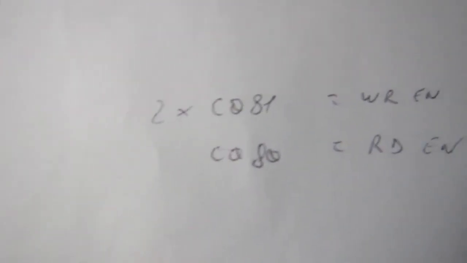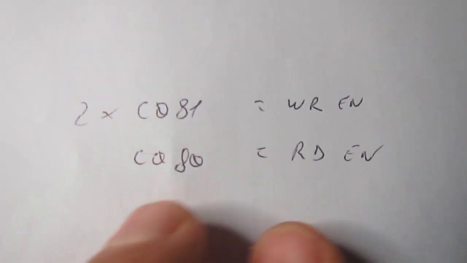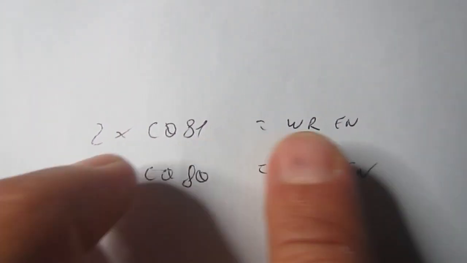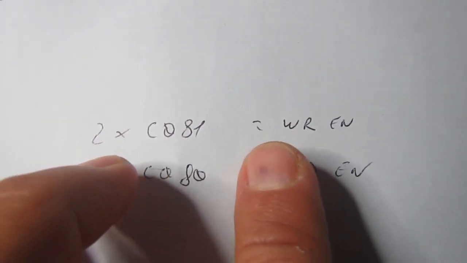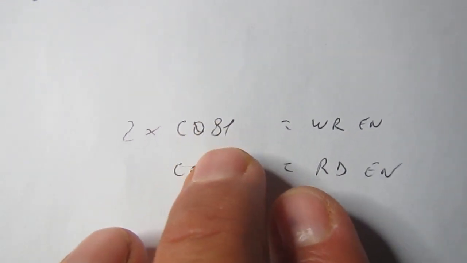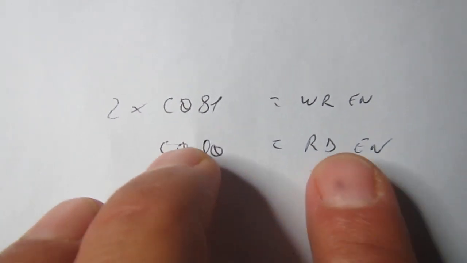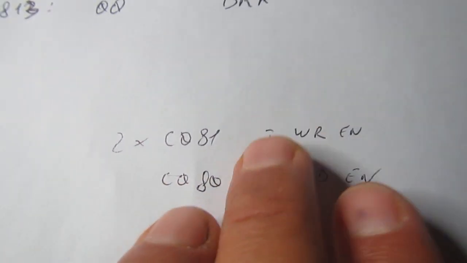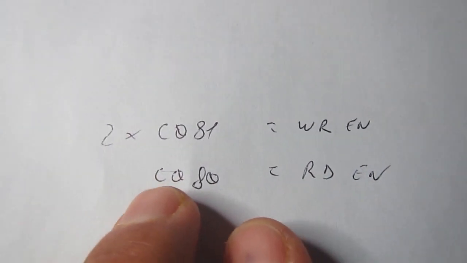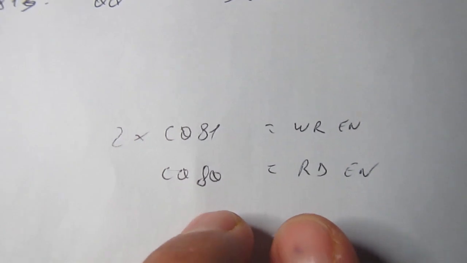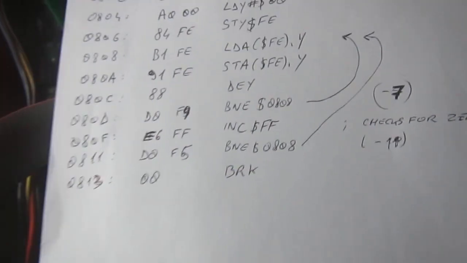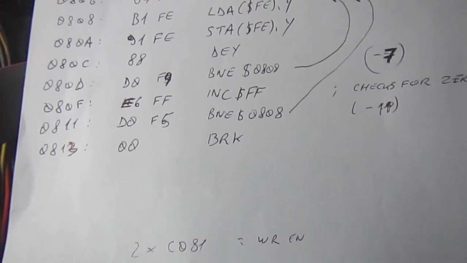And so the last thing to do is to enable the write flag on the expansion. I will read two times the C081 location, and to read enable and write disable the RAM, I will read the C080 one time. So we are ready to test this simple program and see if it works.